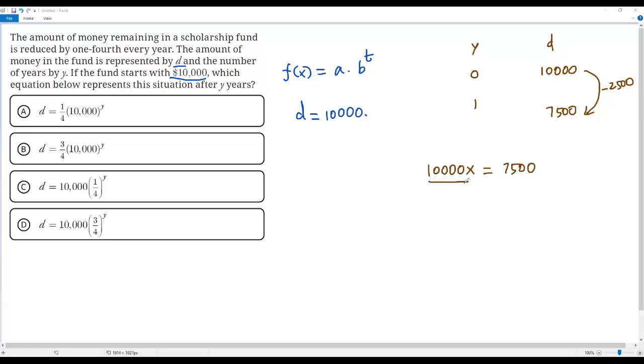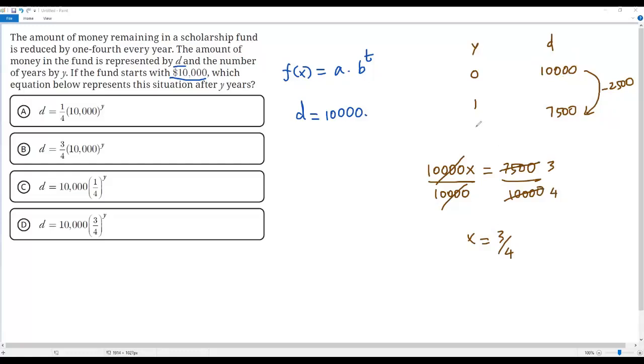Okay, so to find the value of x, I divide both sides by 10,000. So this 10,000 and 10,000 will cancel out. Both 7,500 and 10,000 are multiples of 2,500. So 2,500 goes into 7,500 thrice, and 2,500 goes into 10,000 4 times. So I get x equals 3/4. So the decay factor is 3/4. That is, when I multiply this 10,000 by 3/4, I get 7,500. That's the amount of money remaining in the fund after 1 year.